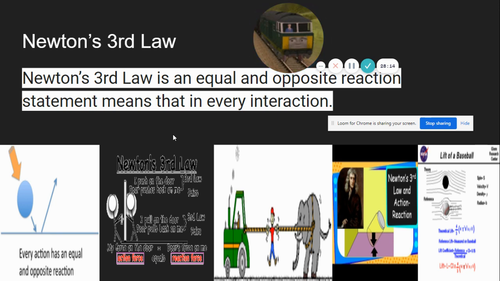Newton's third law is an equal and opposite reaction statement, meaning that in every interaction there is a reaction. I learned it again in Mr. Murphy's class in freshman year, and Newton's third law is really interesting to me. That's why I keep moving things all the time.